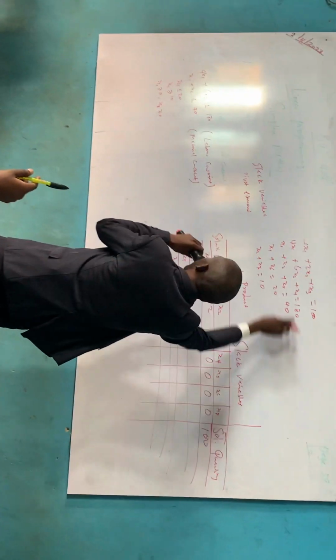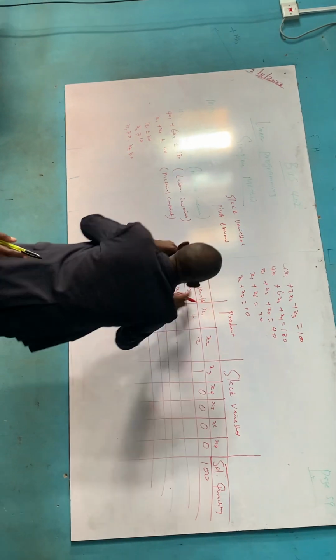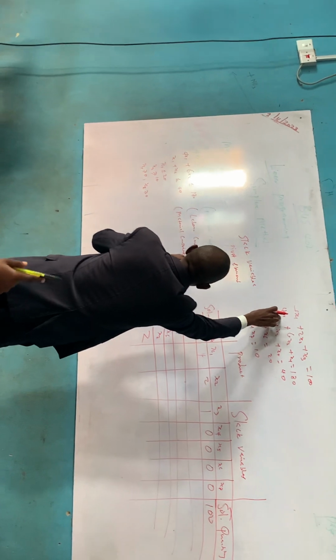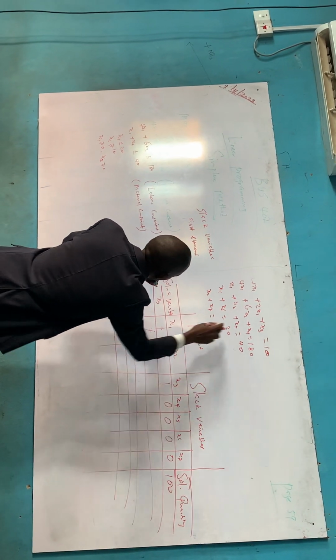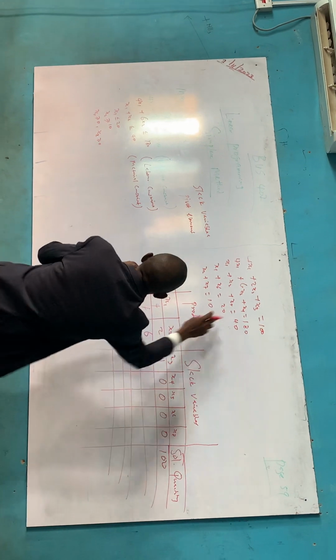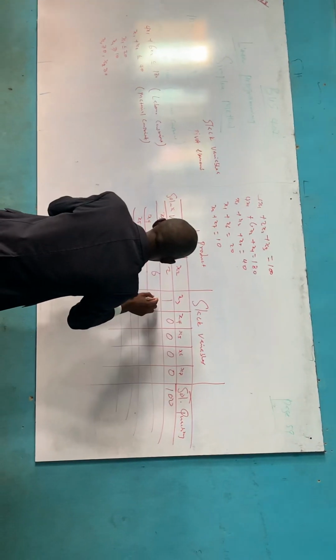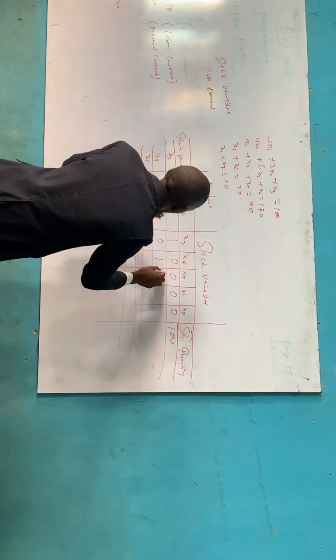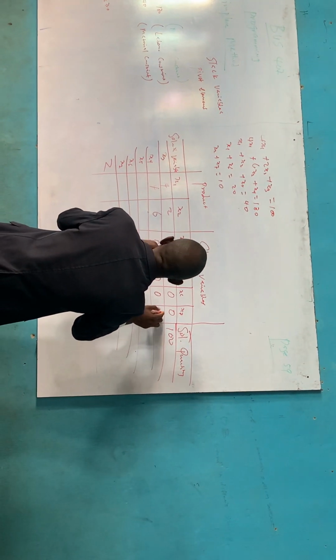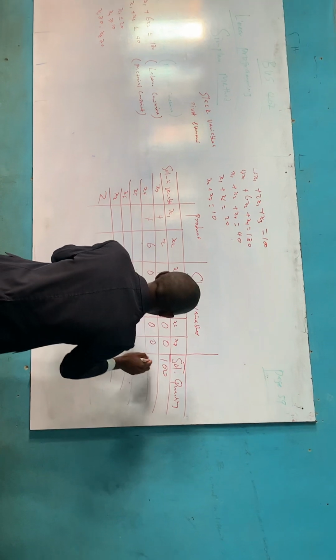Then we have to do the next one. Go to the next one. The x1 is 4. x2 is 6. Where is x3? 0. x4, x5, x6, x7. Equal to what?